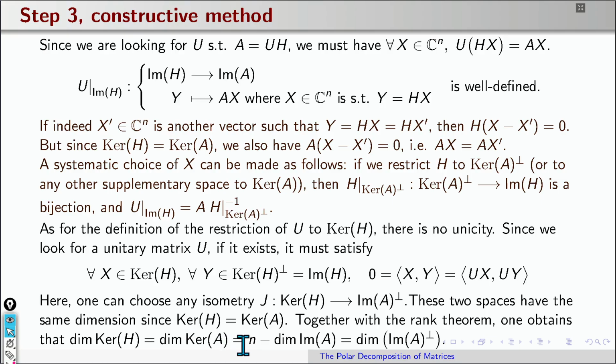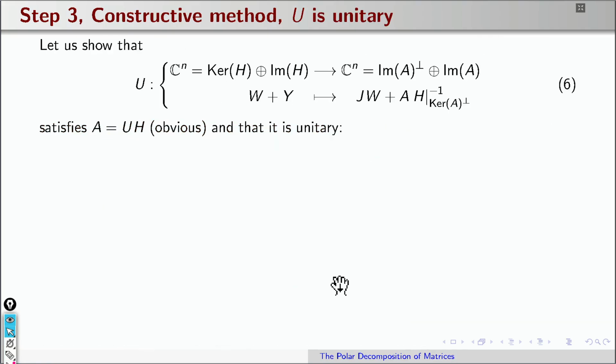So we have dimension of the kernel equals n minus dimension of the image. This is the same dimension as the dimension of the orthogonal of the image. So dimension of this equals dimension of this. And we see that we have just defined U on subspaces that are in direct sum. So when you are in the kernel, you just apply an isometry. And when you are in the image, you apply AH minus 1.